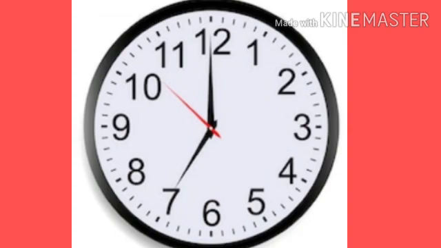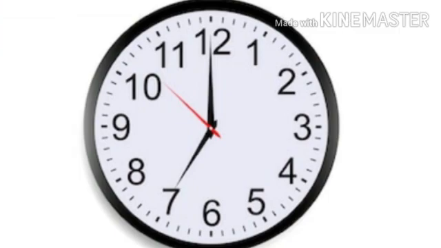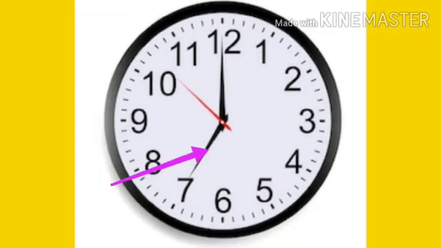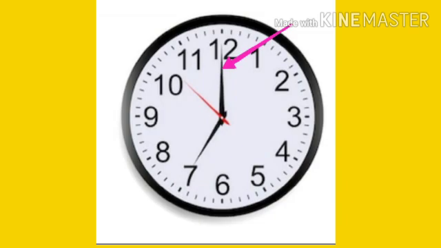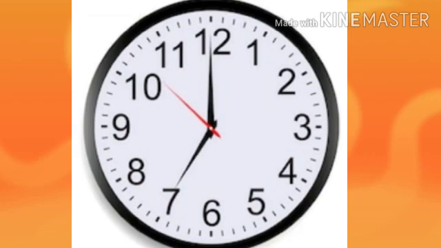Now look here students. In the clock, when the hour hand is at 7 and the minutes hand is at 12. Hour hand means that short hand and minutes hand means that long hand. So when the hour hand is at 7 and the minutes hand is at 12, you count the small lines from 12 to 1. How many small lines are there? 5.